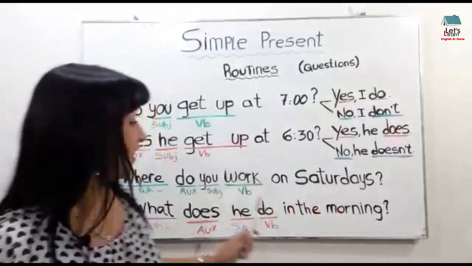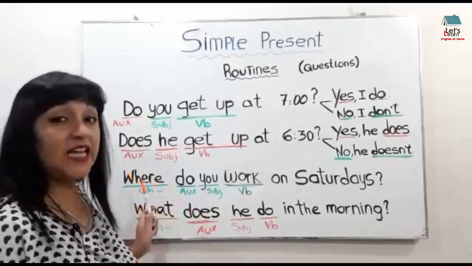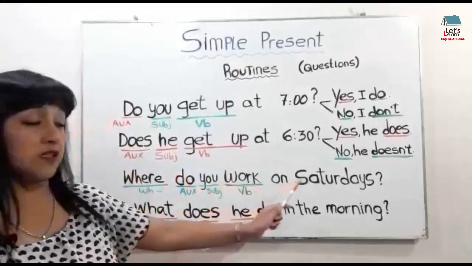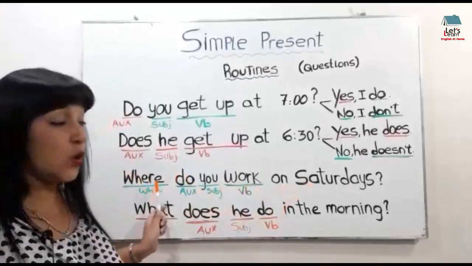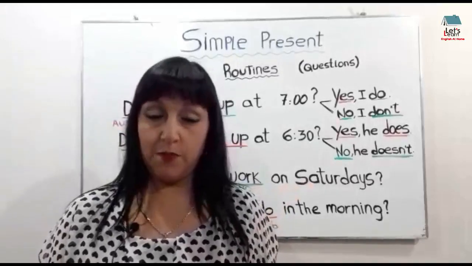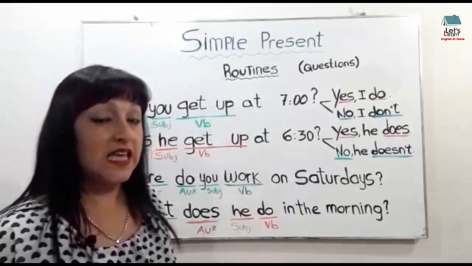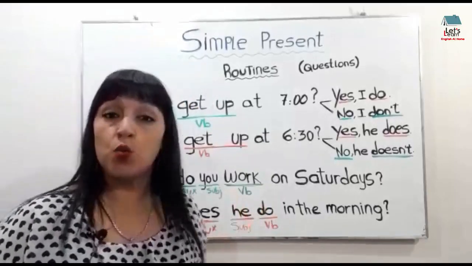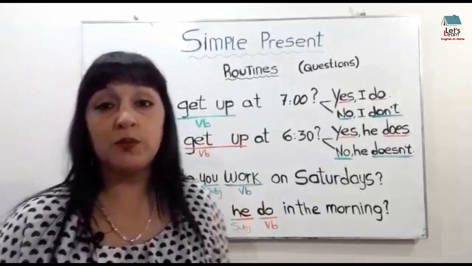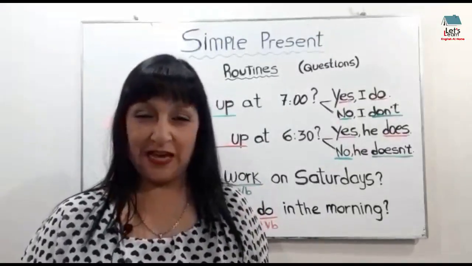Suppose I want to say this question in the third person. Instead of where do you work on Saturdays, I can ask where does she work on Saturday? Remember that does is for he, she, and it. So if I say, where does she work on Saturday? My answer will be, she works at university, for example.